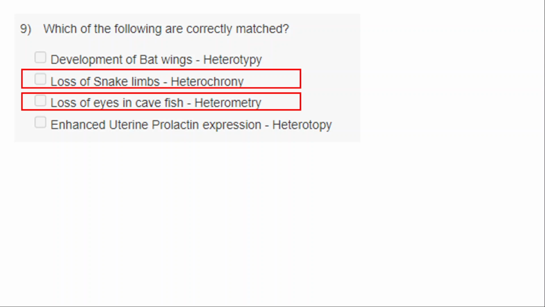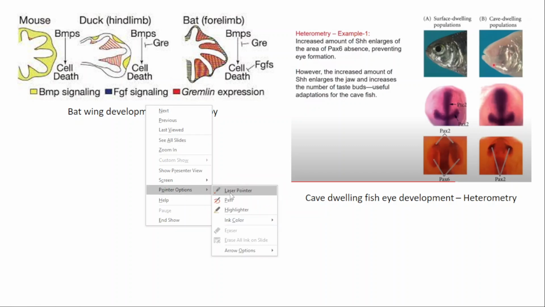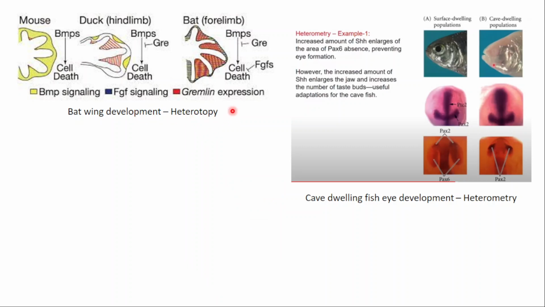So let us learn a bit about some of these options. Bat wing development. In bat wing development, it is not heterotypy, rather heterotopy, because a new player comes into expression. FGF expresses in the interdigital mesenchyme, inhibiting BMP regulated cell death. Thereby, there is no cell death in the bat wing, and we have the interdigital mesenchyme forming the cartilage. That's how bat wings develop.